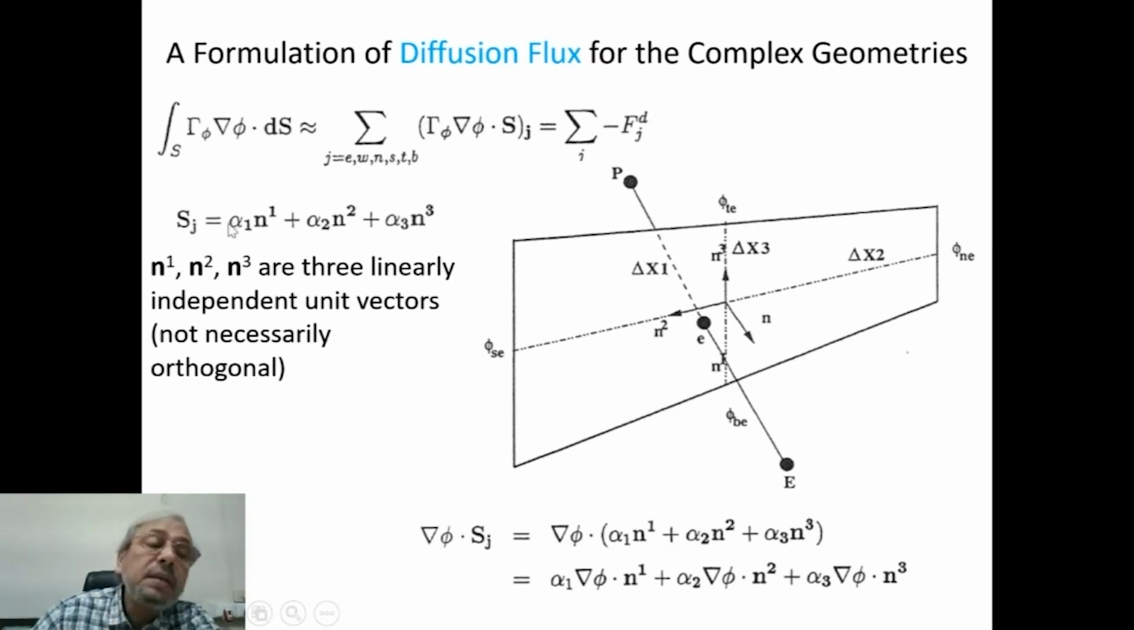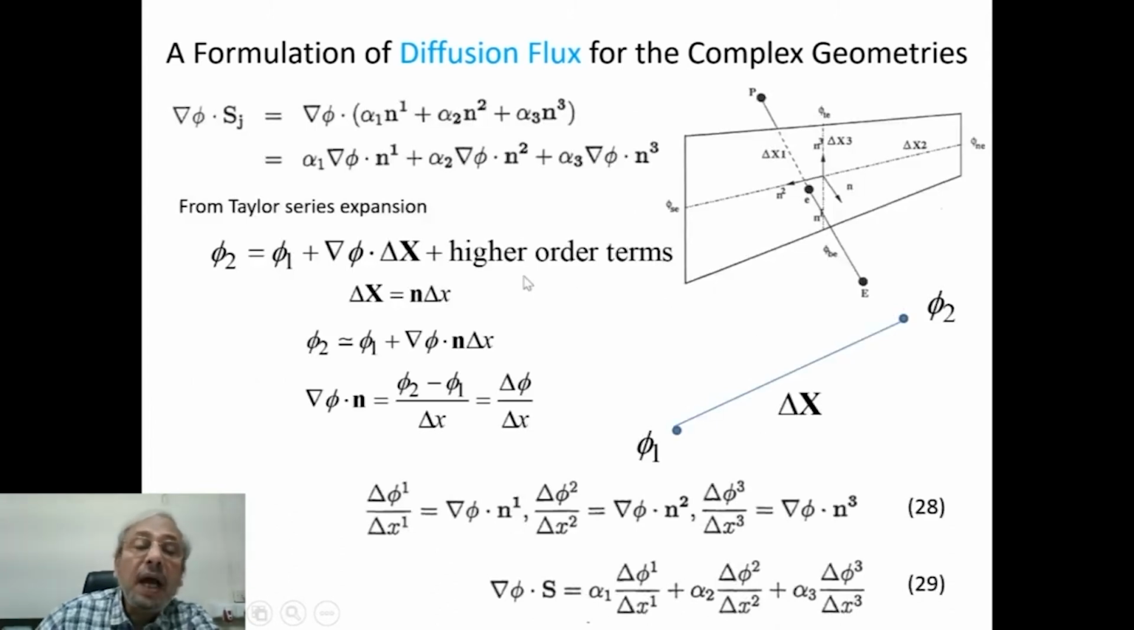Now since Sj equals alpha 1 n1 plus alpha 2 n2 plus alpha 3 n3, and n1, n2 and n3 are three linearly independent unit vectors, not necessarily orthogonal, and this is the interface between cell P and cell E, basically the eastern face of cell P, grad phi dot Sj we can write as alpha 1 grad phi dot n1 plus alpha 2 grad phi dot n2 plus alpha 3 grad phi dot n3.